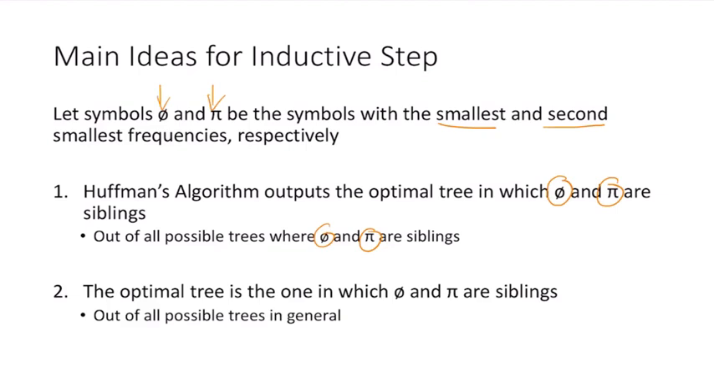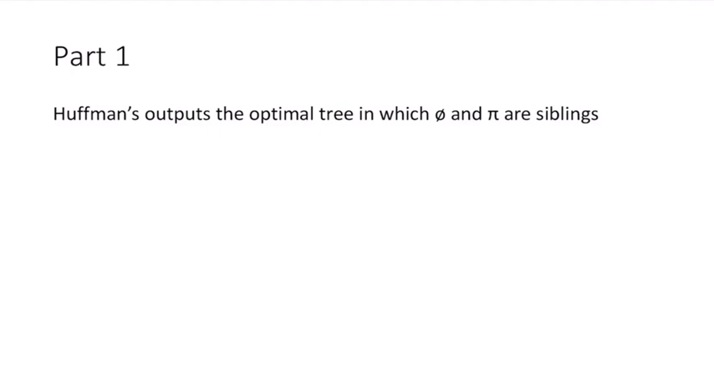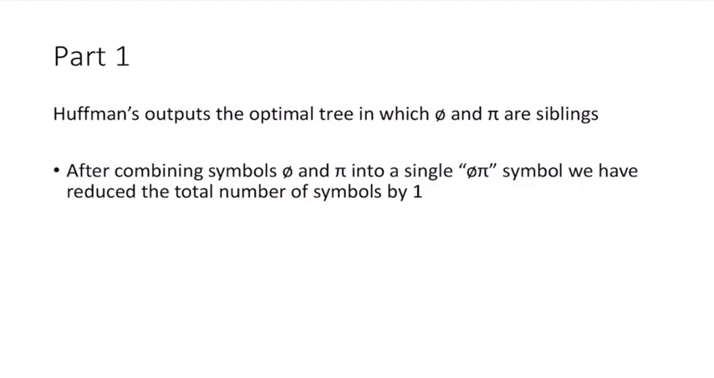Okay, so what about all of the trees where phi and pi are not siblings? Well, that's our second part here. We'll say that the optimal tree is the one in which phi and pi are siblings. And for that, that's where we will do our exchange. Okay, so for part one, this part turns out to be fairly trivial because after we combine those two symbols into a single symbol, we've gone from having a total of n symbols to having n minus 1 symbols.